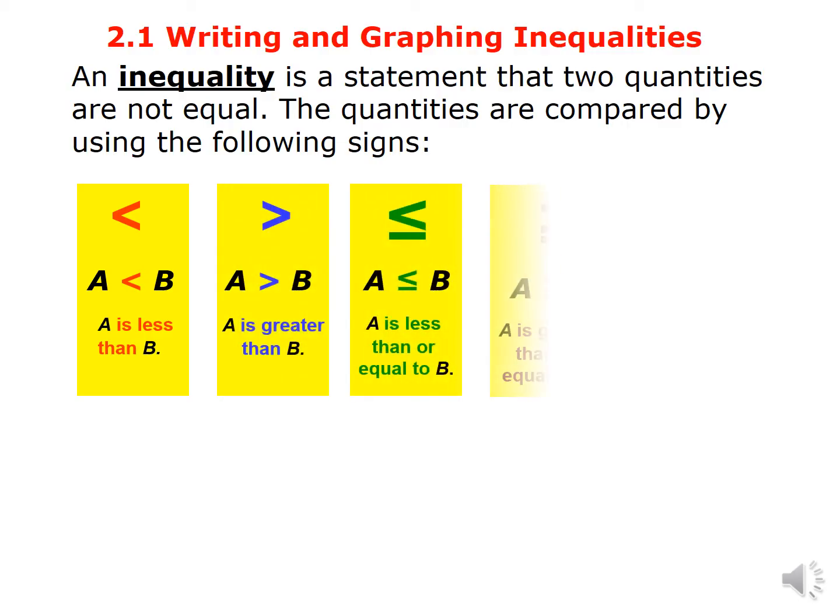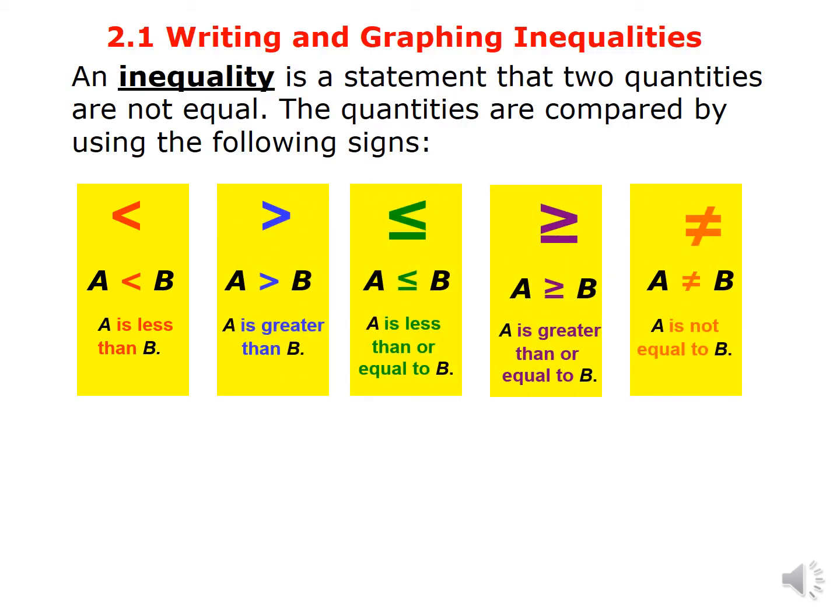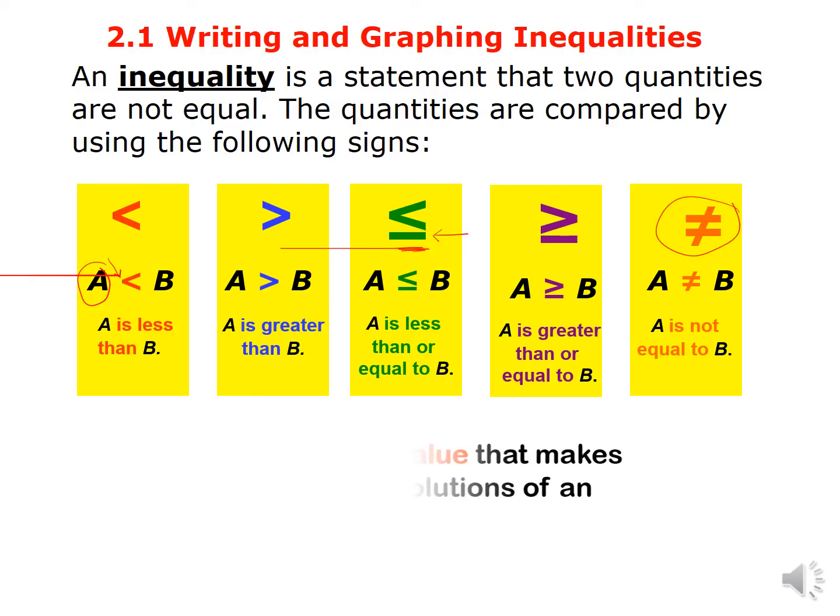So when you're reading these signs, you're sometimes going to be reading left to right, but we'll talk about that later. So this first one, if I look at A and I see that the small side of the inequality symbol is next to the A, then that's going to mean A is less than B. Consequently, if the big side is by the A, then it means A is greater than B. When you add this part of the symbol here, think of it as an equal sign, and it's saying that A is less than or equal to B. When I add it to the greater than, it would be greater than or equal to B. This last symbol just means that A is not equal to B.